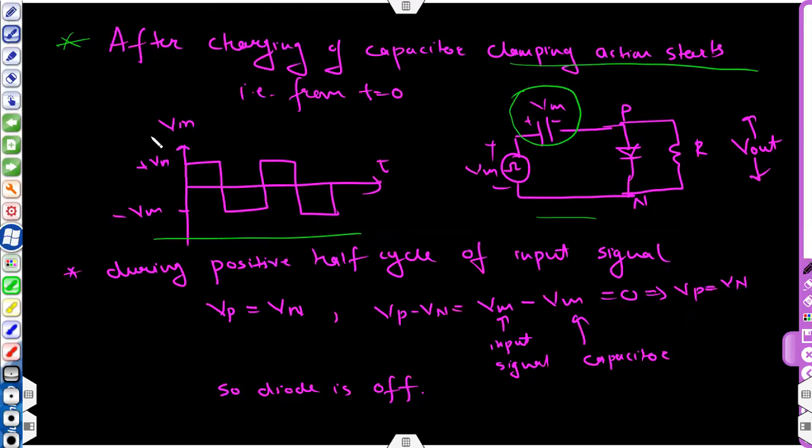So I have written here, during the positive half cycle of the input signal, plus will be on the top wire, minus will be at the bottom wire.